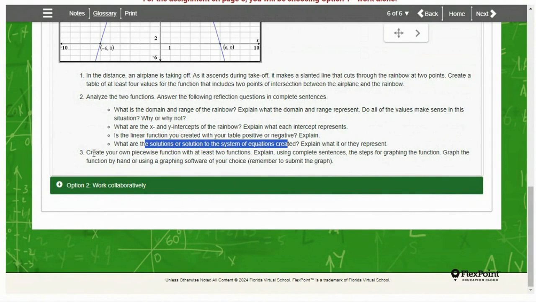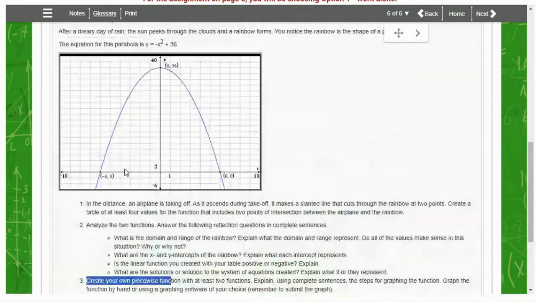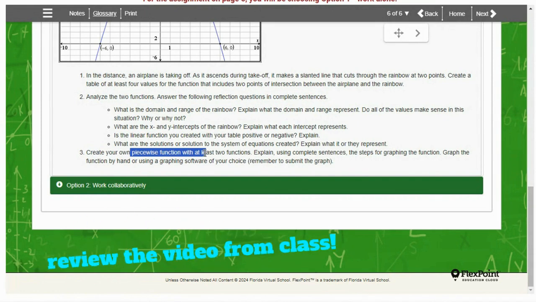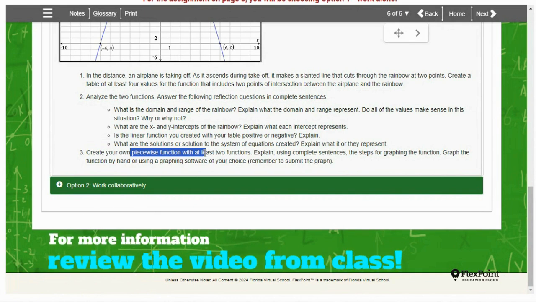Now, number 3 has nothing to do with the airplane and the rainbow. It's totally different. I want you to create a piecewise function. That's where we take a piece of this function and a piece of that function, and we put them together. So the graph looks funny because it's not a straight line. It changes in the middle of the graph to a different equation. And that is going to be on this video too, because I review that for about 5 minutes and explain exactly how to do piecewise functions. So if you don't remember that from class, that'll be in the video too.